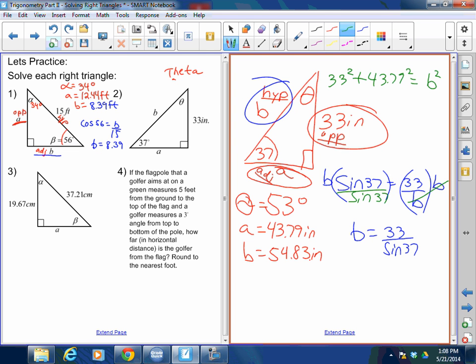Me. Sir. Greek letters are always used for the angles. Yes, sir. All right, boys.